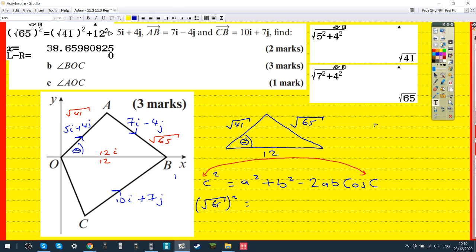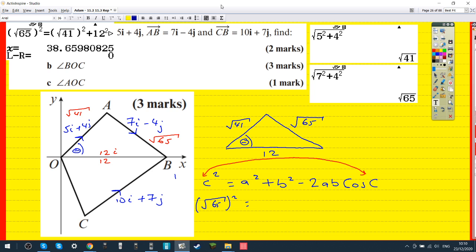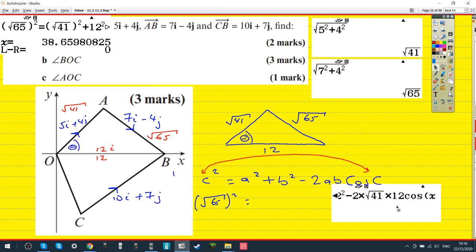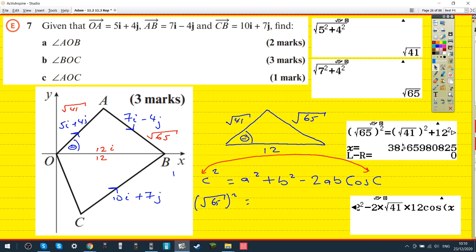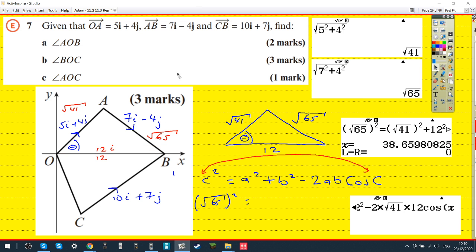I got 38.659. Same. Let's see, and there's no shenanigans. That's probably what it is. Let me just see this thing. I don't see a quicker way of doing it. Yeah. So 38.7 to one decimal place. Yep. Because there's no SOHCAHTOA, there's no nothing.